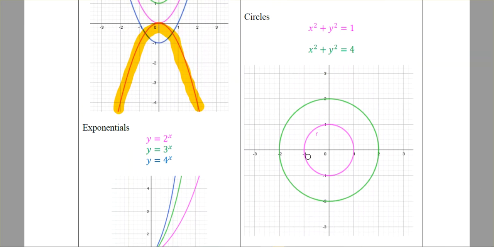Circles, so this pink circle has this equation, x squared plus y squared equals 1. So you can see here the radius is 1. x squared plus y squared equals 4 has a radius of 2. So we're thinking x squared plus y squared equals r squared, the radius squared.